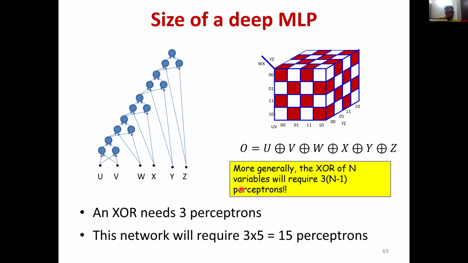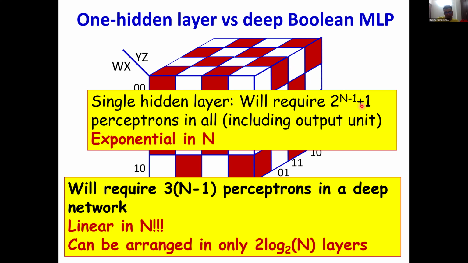So here's the situation you have. If you have a single hidden layer, you're going to require 2 raised to n minus 1 plus 1 perceptrons in all. This plus 1 is for the final OR. So this is exponential in n. Whereas if you let the network be deep and have multiple layers, then you can do this with just 3 times n minus 1 perceptrons, which is linear in n. So going from one hidden layer to a deep network reduces the number of neurons you require from being exponential in n to just being linear in n. That makes sense? Yes or no?